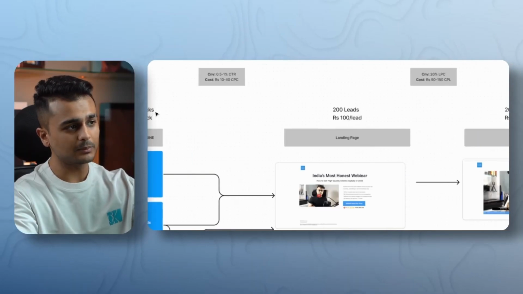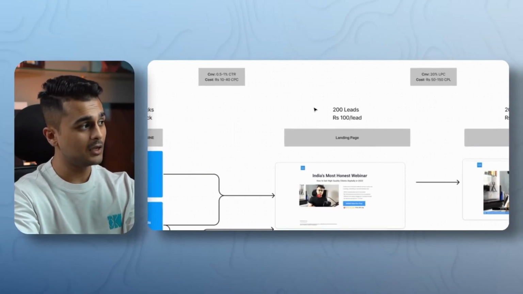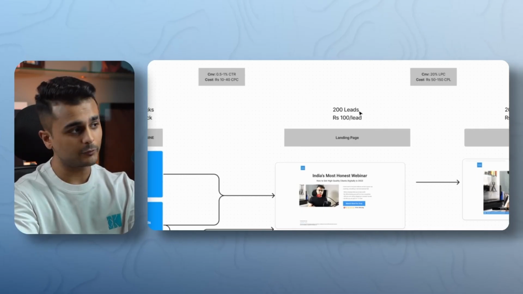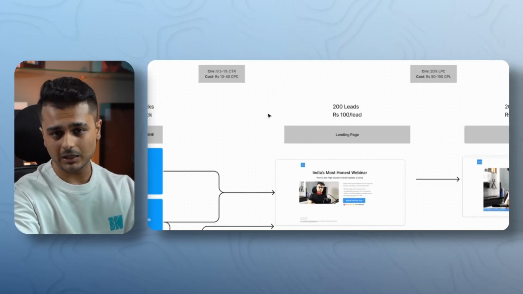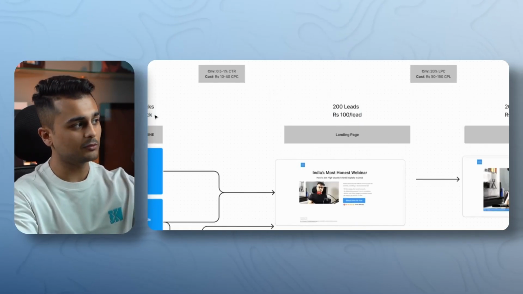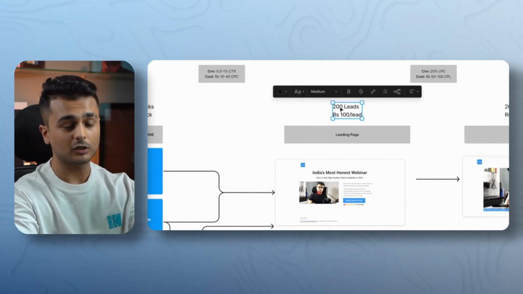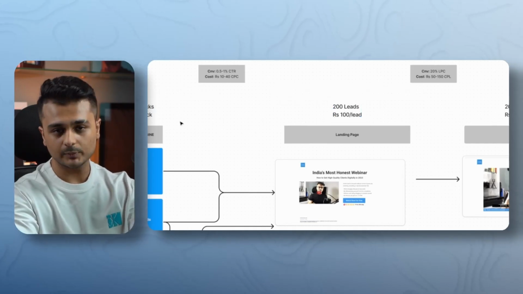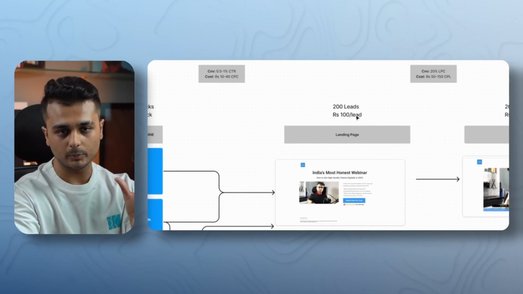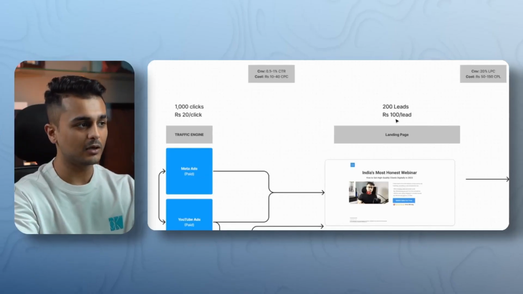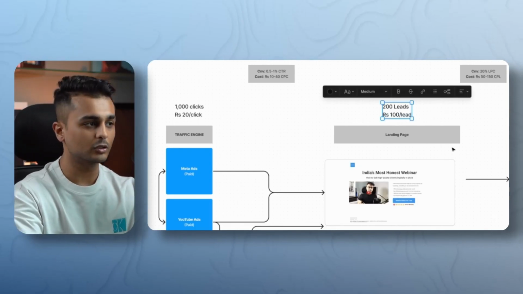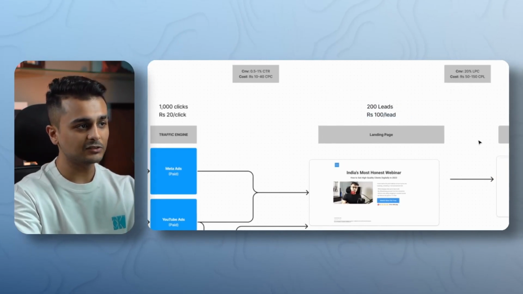Now, out of these 1,000 people, what ends up happening is we have observed that around 20% of these individuals will enter their name and email address successfully and basically become a lead. Okay, so that means, let's say out of these 1,000 clicks, we are able to actually get approximately 200 leads, and your cost per lead then becomes approximately 100 rupees per lead. Why? Because if you do 20 multiplied by 1,000, that would be your total ad spend, and then you take that total ad spend and divide by 200, you will end with the conclusion of 100 rupees per lead. Okay, and that is what we have observed.